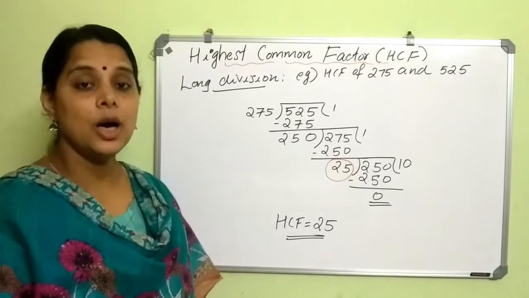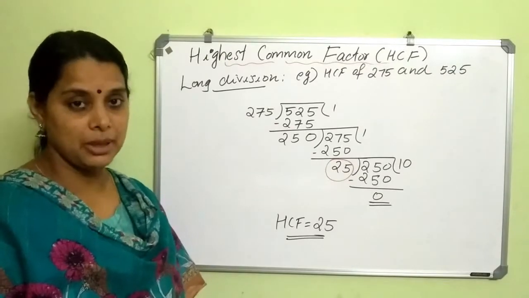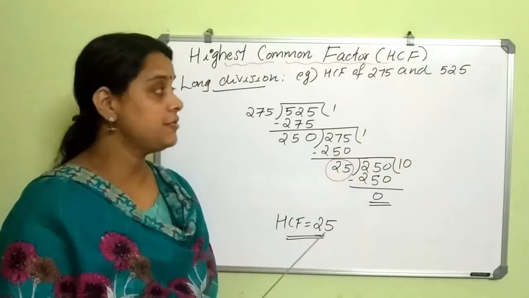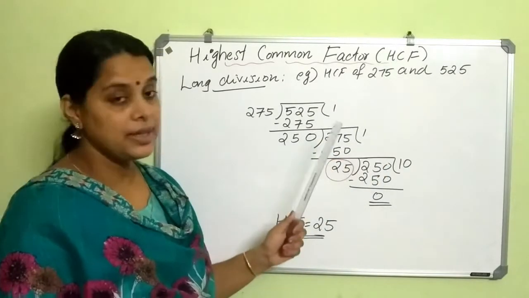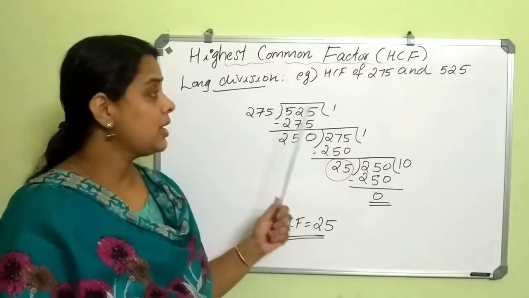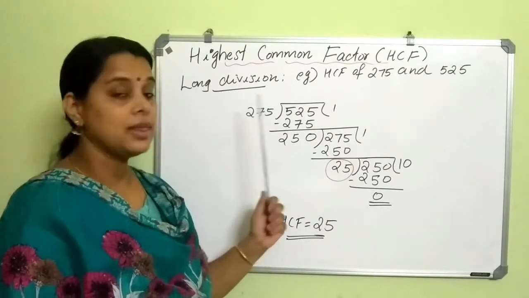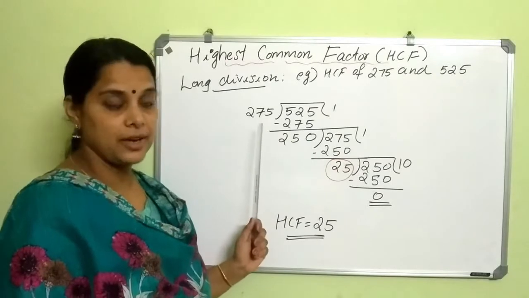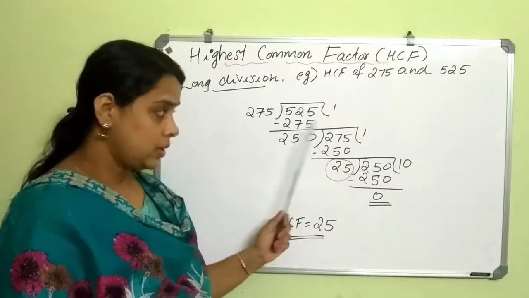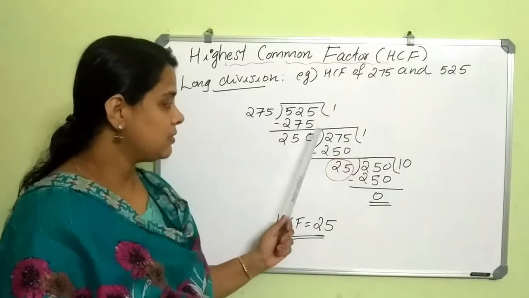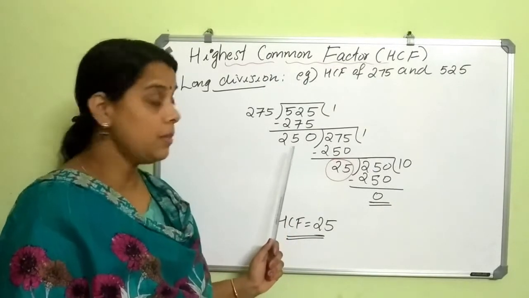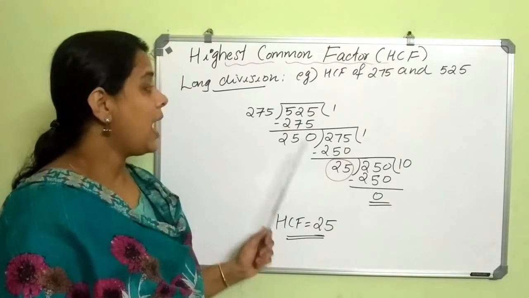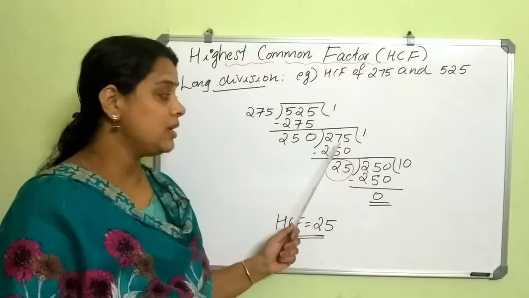Now let's see how to find HCF by the long division method. See the example here: HCF of 275 and 525. Here we need to divide the numbers. The bigger number will be the dividend and the smaller will be the divisor. So 525 divided by 275. 1 is the quotient. Normal division, we will get the remainder 250. So this 250 will be the next divisor and the previous divisor will be the new dividend.